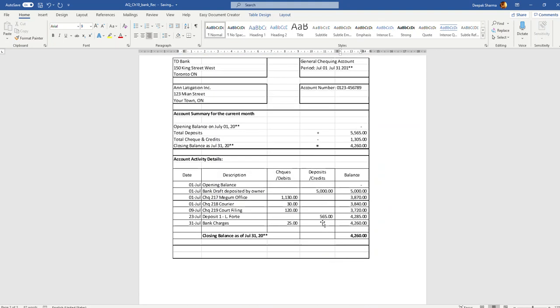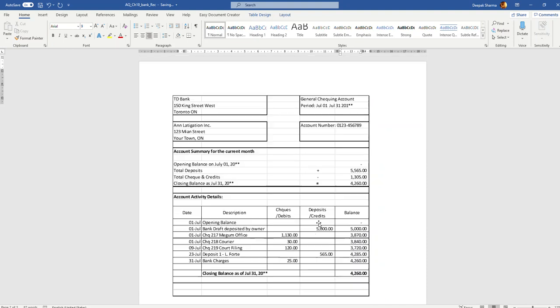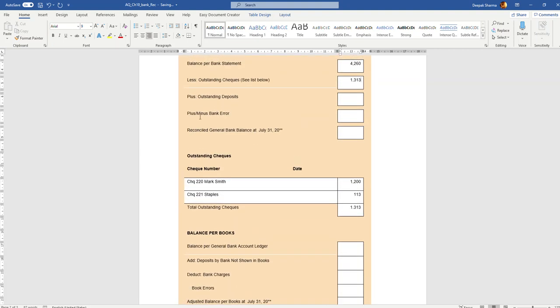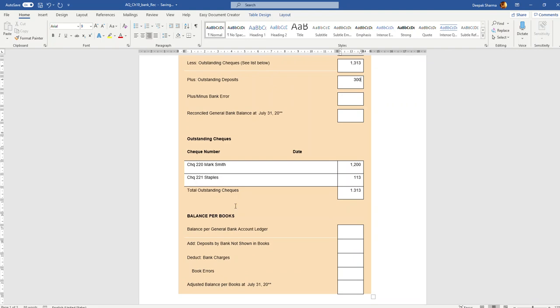Okay, the 300 is not here, so that becomes my outstanding deposit, 300. Again, if you have more than one outstanding deposit, similar to this, you have another column here called outstanding deposits, and then you list them and put the total. Then you have the bank errors.